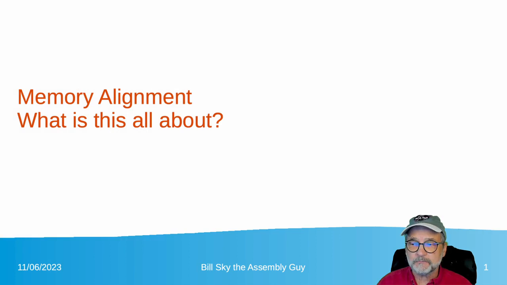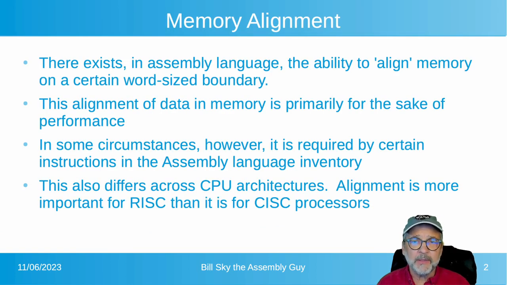So let's get going. Okay, memory alignment. What is it all about? There exists in assembly language the ability to align memory on a certain word size boundary. So you can align it on a byte, on a word, which is 2 bytes, on a double word, which is 4 bytes, on a quad word, which is 8 bytes. And this alignment of data is primarily for the sake of performance.